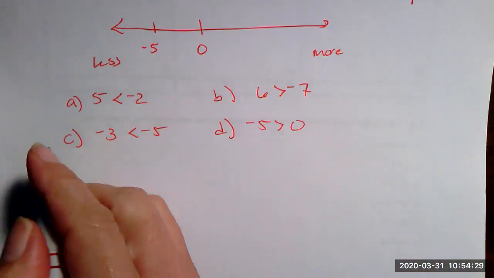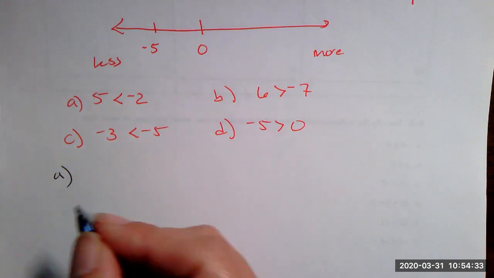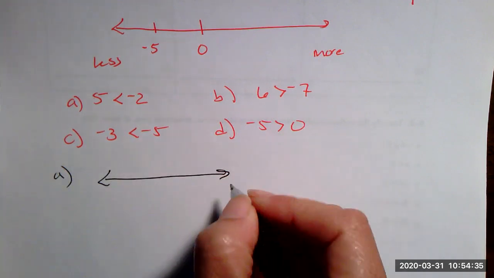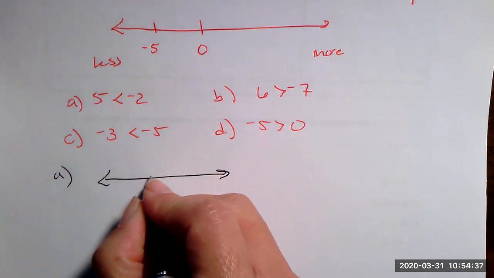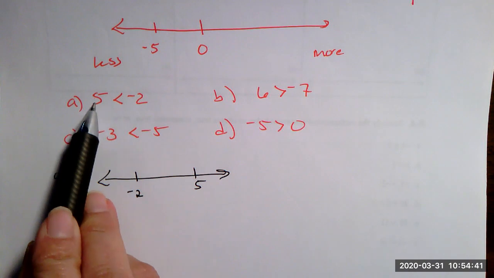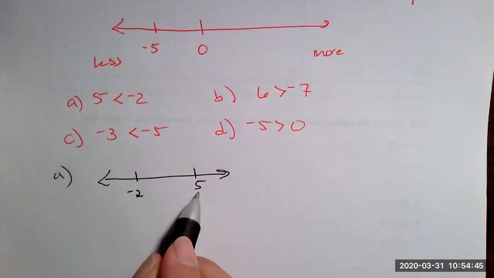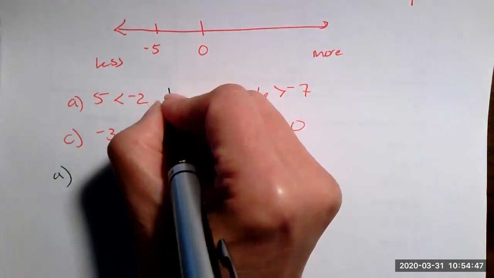All right, so let's take a look at these. I'm going to put all of these on a number line, just so that we have a way of checking. So if 5 were here, -2 would be on this side. So is 5 less than -2? No, 5 is more than -2, so this would be false.